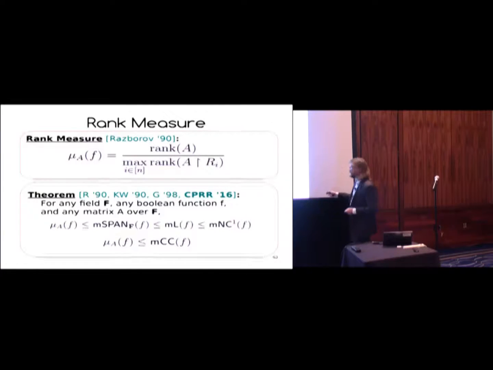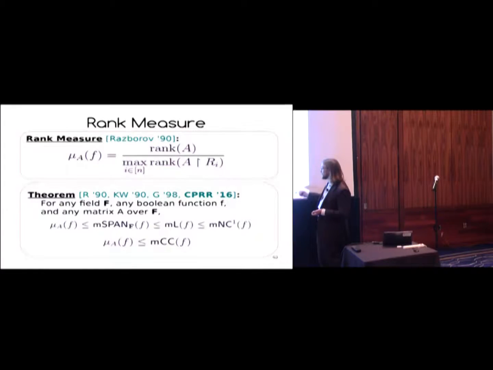So when it was first introduced, Razborov showed that the rank measure for any matrix and for any field, in fact, lower bounds formula size. And a set of subsequent works shows that it basically lower bounds a lot of the classes within monotone P. So it lower bounds span program size over the field in particular, also switching network size. And we were able to show that it also lower bounds monotone comparator circuit size. So this gives us a nice motivation to actually prove lower bounds for it.